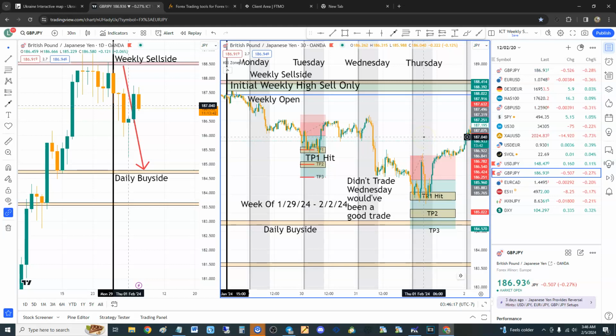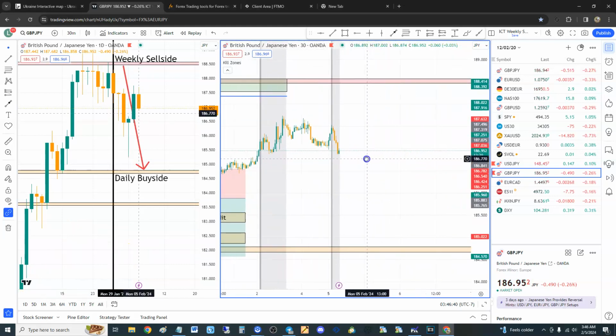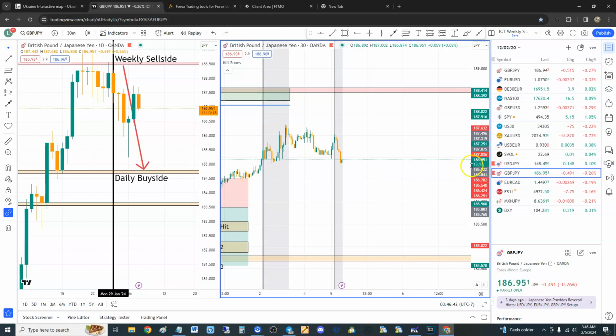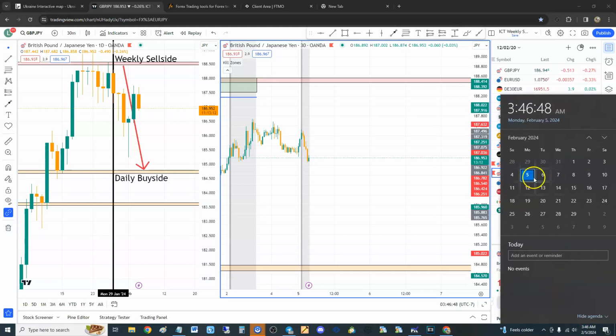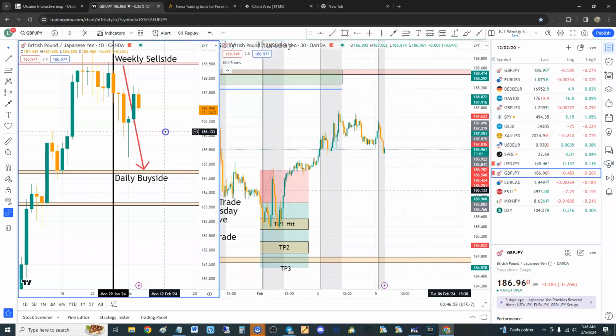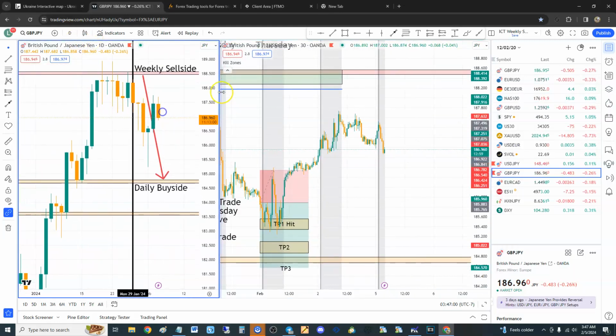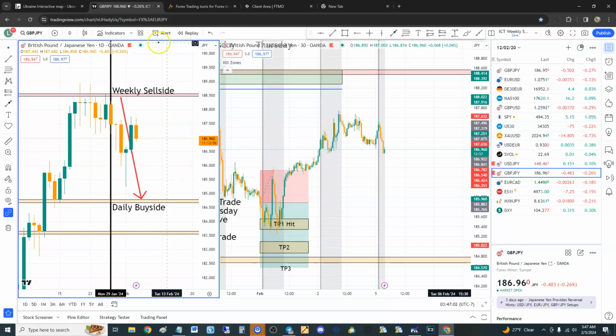All right, so now we're gonna take a look at the next week. So today is Monday. This is the week of Monday, February the 5th to Friday, February the 9th. And what we're going to do is go ahead and look at our daily support and resistances. This is the first thing that we do.